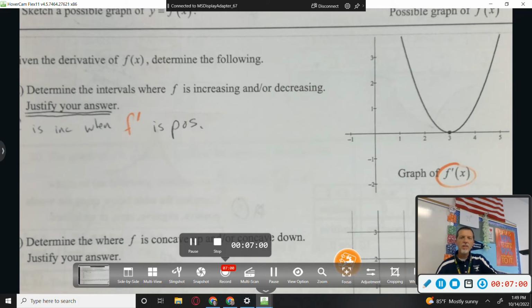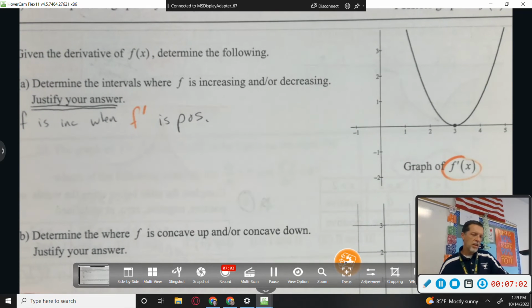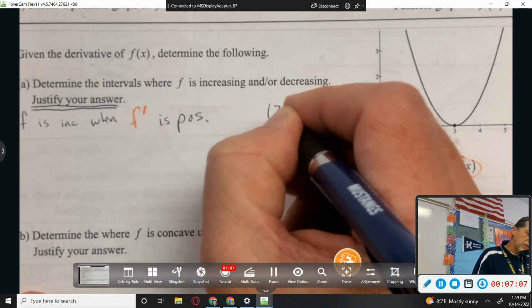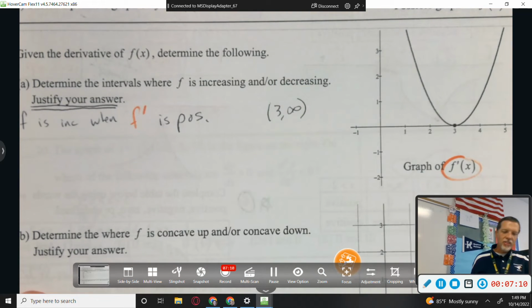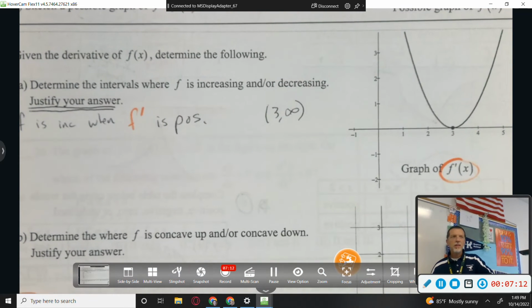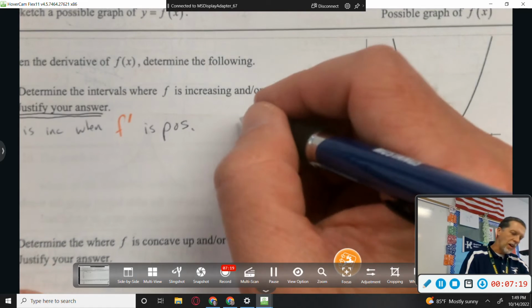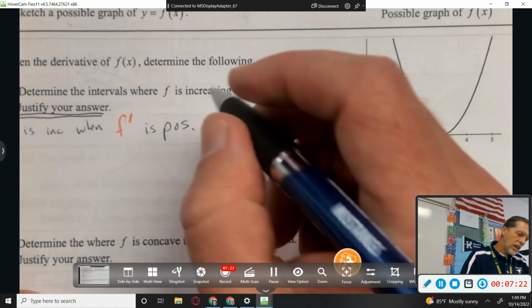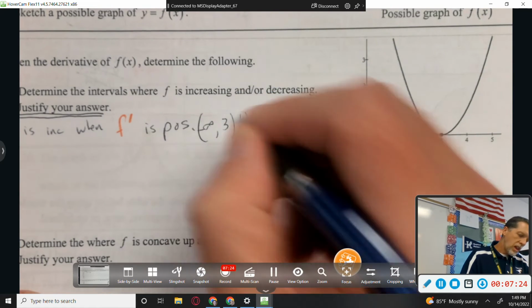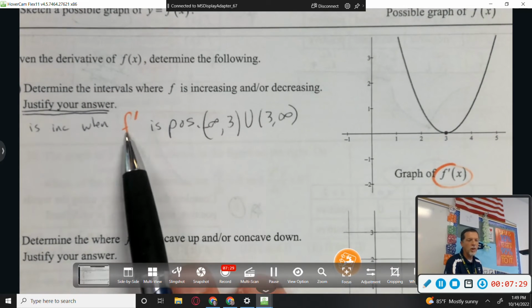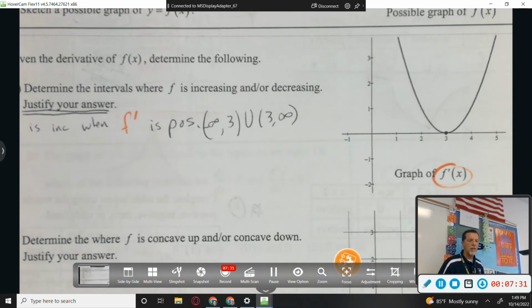So where is f prime positive? 3 onward. Okay, I'll take 3 onward. But it's not just 3 onward. I mean, it is positive from 3 onward, but it's also positive everywhere else up to 3. It's above 3. Because it's decreasing, but that's not what we ask. We just want to know where f prime is positive. And f prime is almost always positive.